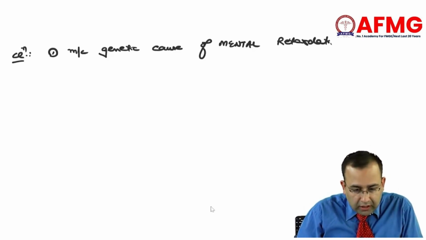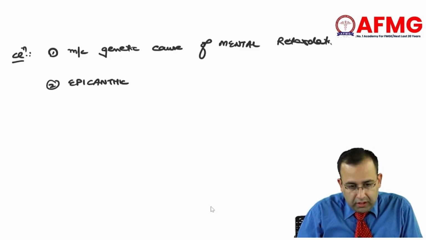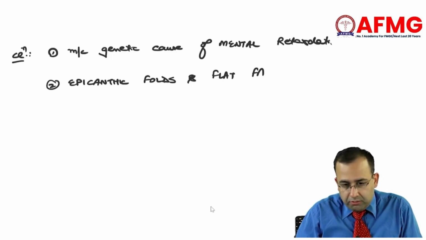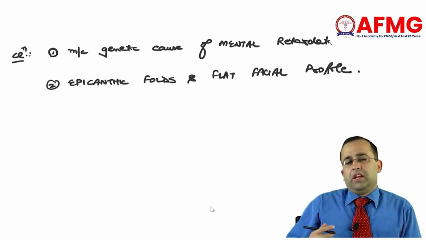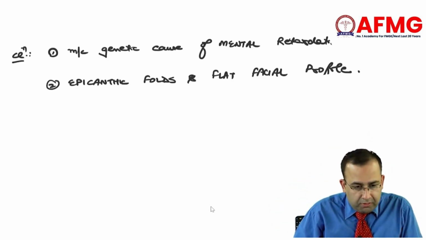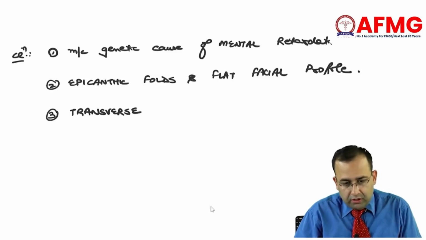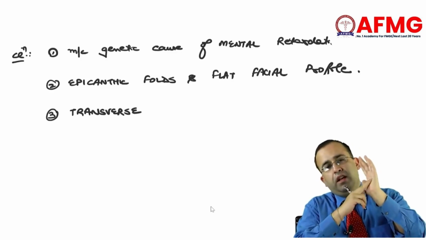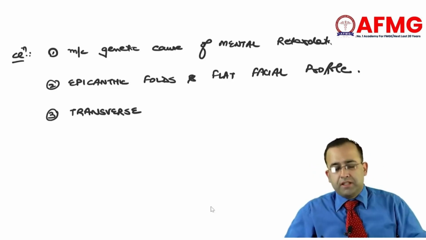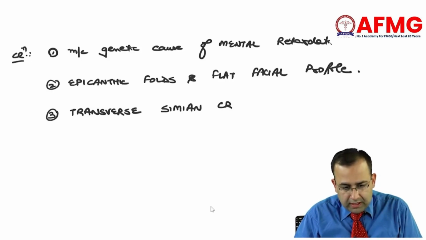Next, it is associated with epicanthic folds and flat facial profile. I'll just show it to you diagrammatically what the child looks like. Epicanthic folds है, facial profile flat है, with presence of transverse simian crease in palm of the hand. एक single deep crease present होती है.